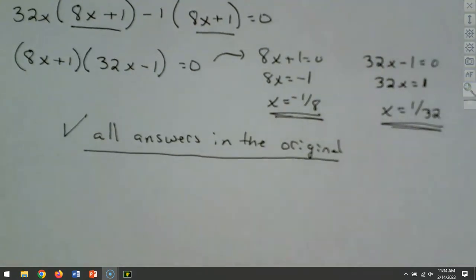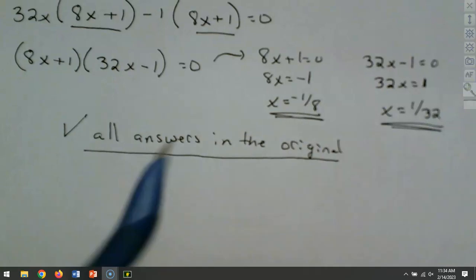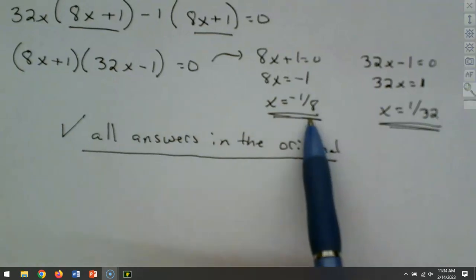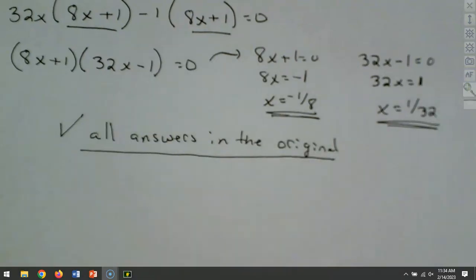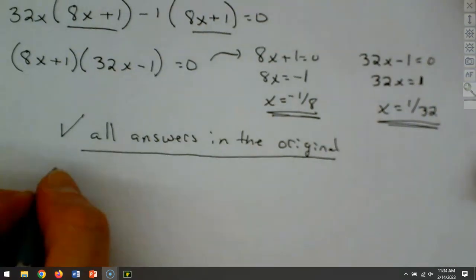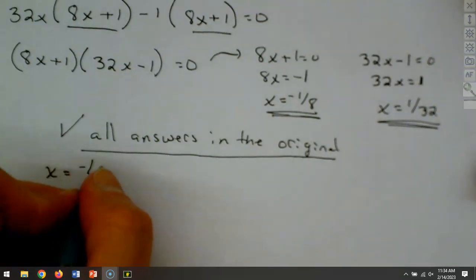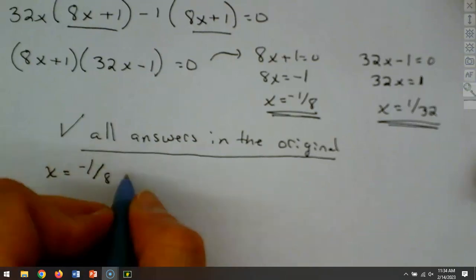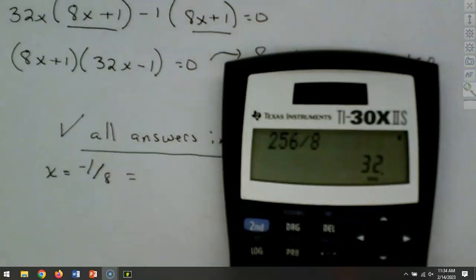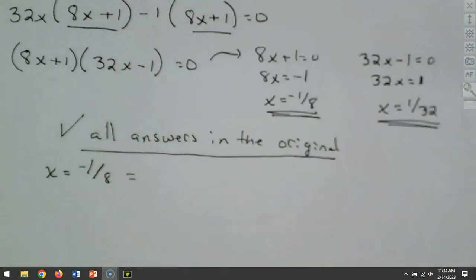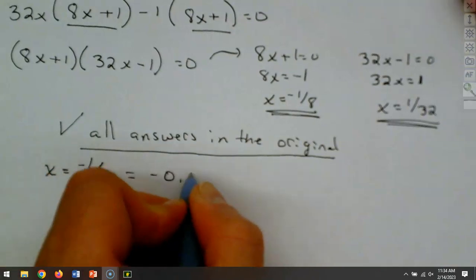I will do one of them. You're going to have to check the other one, just so you see how to do these. I picked this one specifically because this one has a fraction here. And how do we work with the fraction inside of a square root? Well, the easiest thing to do is going to be convert that fraction to a decimal. So we've got x equals negative 1/8. And what would that be as a decimal? It's going to be easier if we use a decimal here. That's 0.125, and it is negative.